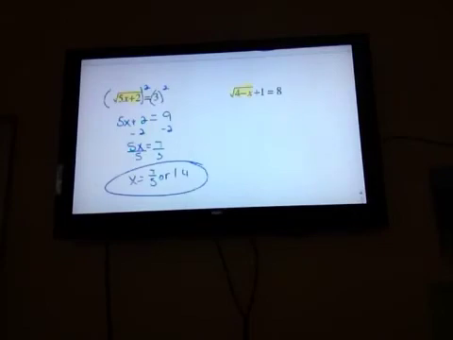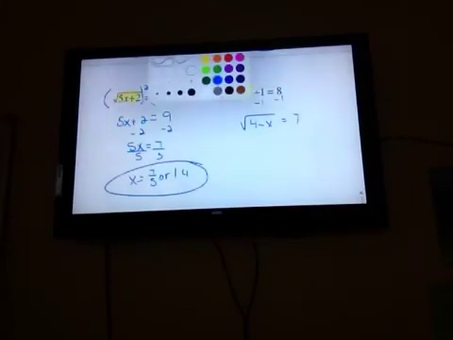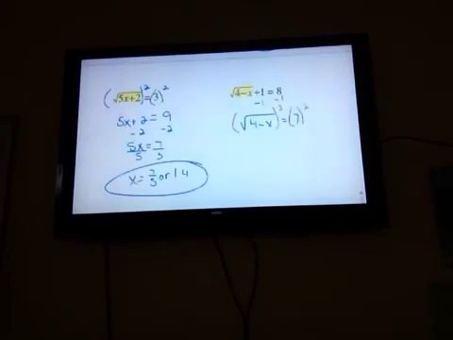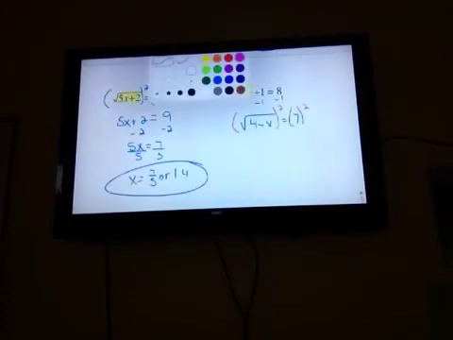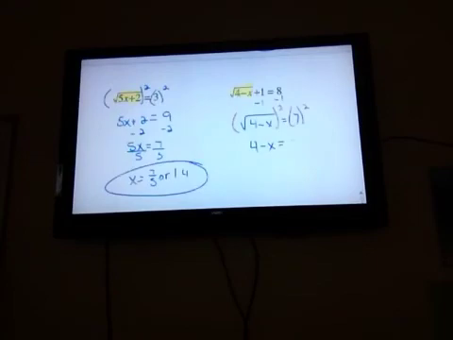All right, isolate the radical. So that means I got to get rid of a plus 1, so I'm going to subtract 1. So the square root of 4 minus x equals 7. Then I'm going to square both sides. So the square root of 4 minus x, squared, just gives you what's underneath the radical. Anytime you square a square root, no matter what's under it, you just get that. 7 squared is 49.